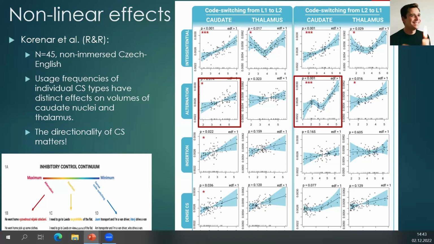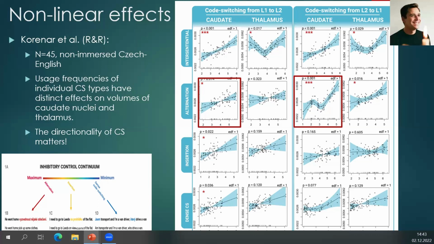So we thought that these different types of code switching may cause different effects. So we focused on the caudate and the thalamus, which are both structures very, very central to language control. And then we did pretty much the same thing. So we regressed the volume of these regions against its score of switching, so that's switching frequency in the different types.